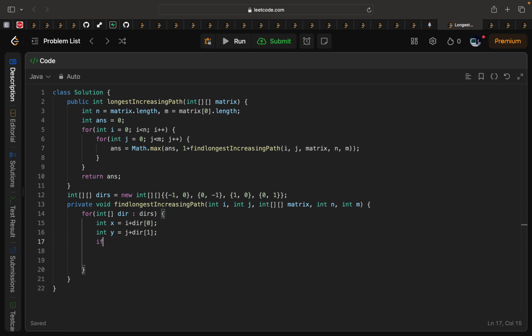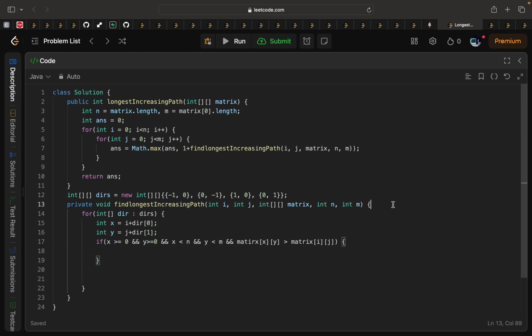So if x is greater than 0 and y is greater than 0, and x is smaller than n and y is smaller than m, and one more condition, if all these conditions are satisfied, that means my x and y are valid, I will check if matrix of xy is greater than matrix of ij, then only I can move to that particular cell.